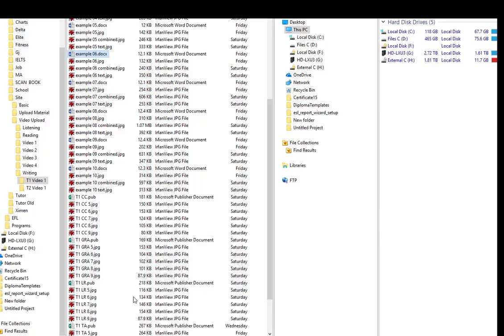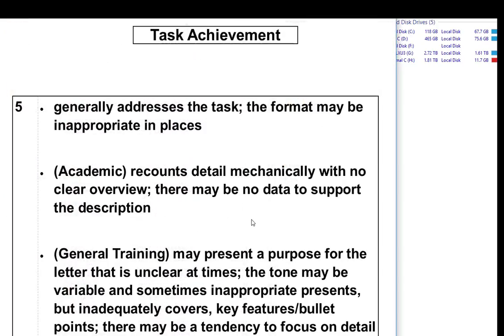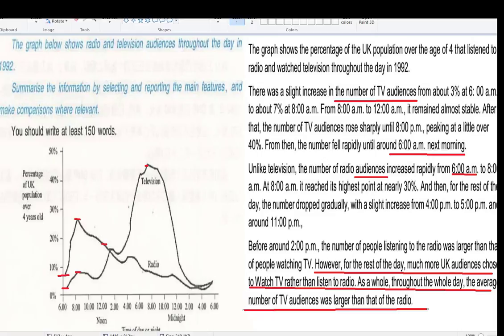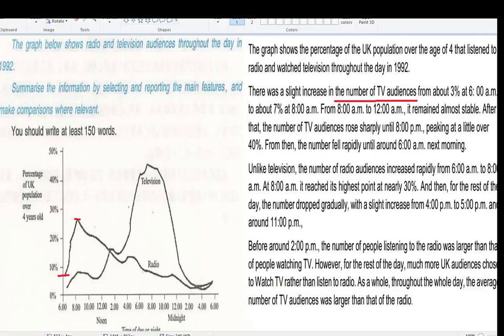Okay, so this is not a great example. Let's see. I think 5 is too generous. Unfortunately, I don't have a 4 here. "Generally addresses the task." I think I need to... Unfortunately, I don't have the 4 here. No, this is too bad. It can't get a 5. It's got to get a 4 for task achievement. Just too many inaccuracies. This person has way too many figures wrong.